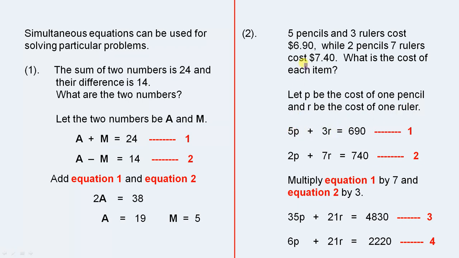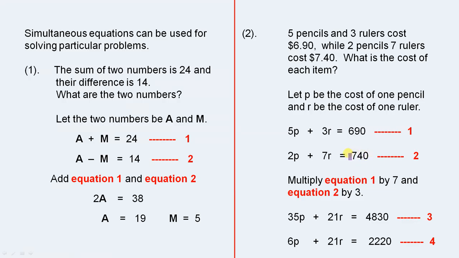So 5, because we have 5 pencils, times the cost of each pencil, plus 3, because there are 3 rulers, times r, which is the cost of each ruler, equals $6.90. We've made that into cents. See, $6.90 is 690 cents. So that's equation 1. In a similar manner, 2 pencils plus 7 rulers cost $7.40. 2p plus 7r equals 740. And that's also in cents.